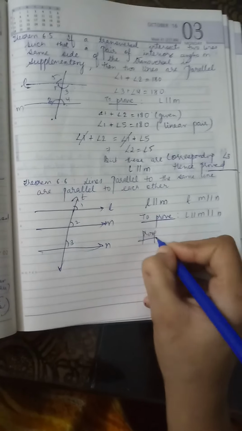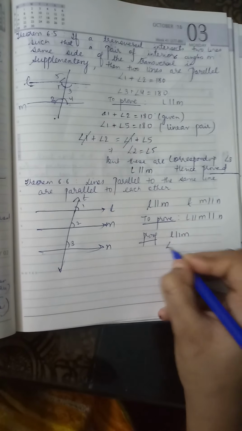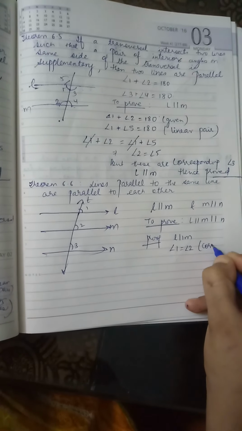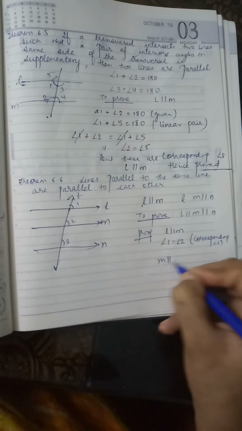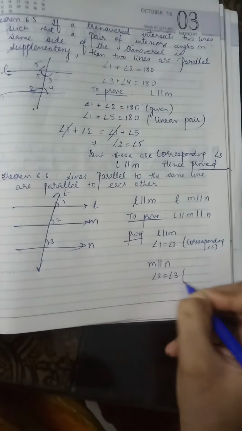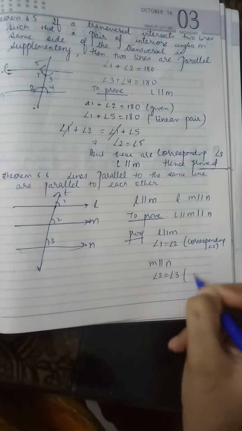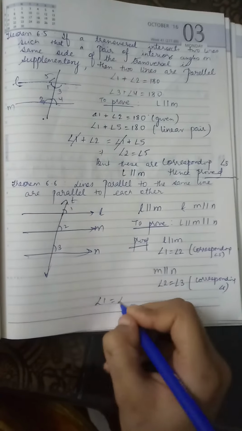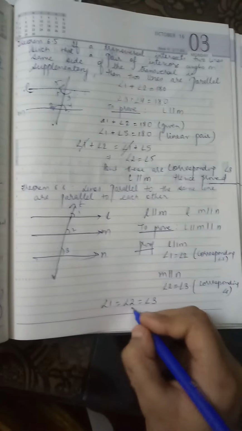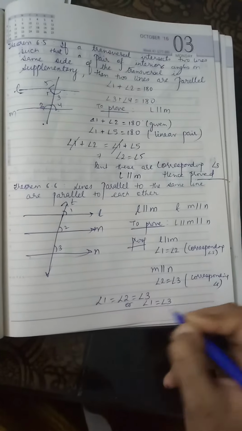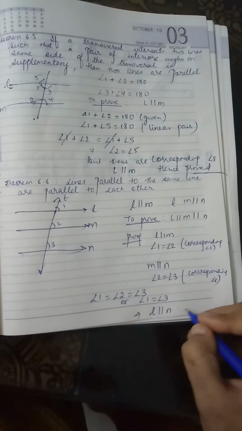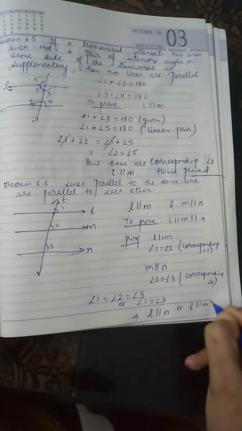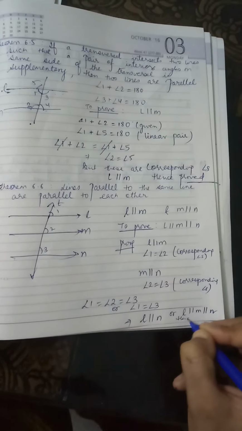Proof. If L is parallel to M, angle 1 is equal to angle 2, corresponding angles. If M is parallel to N, angle 2 is equal to angle 3, by the same reason, corresponding angles. So, if I equate these two equations, angle 1 is equal to angle 2 is equal to angle 3, or angle 1 is equal to angle 3. That means since these are corresponding angles, therefore L is parallel to N, hence proved.